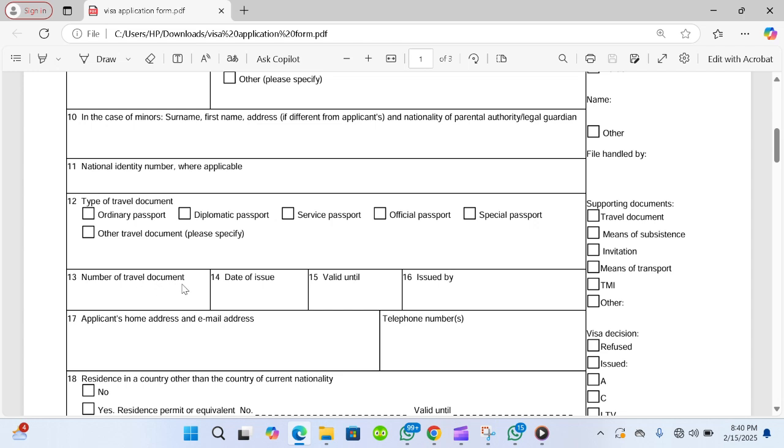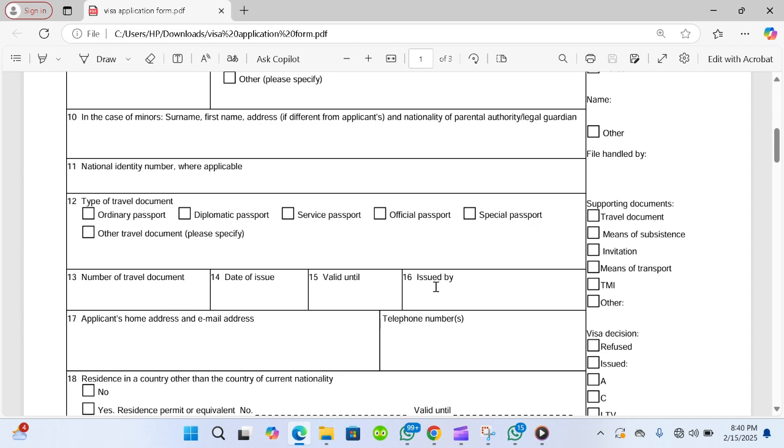Always reconfirm. Number 14, date of issue. That is the date your passport was issued to you. You write it here. Number 15, valid until. Here they want to know the validity of your passport. That's the date it will expire. You write it here.